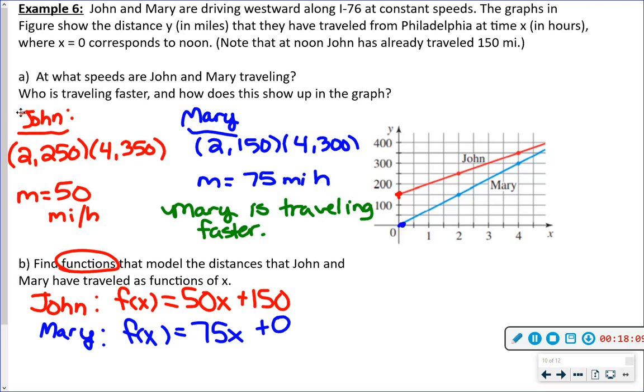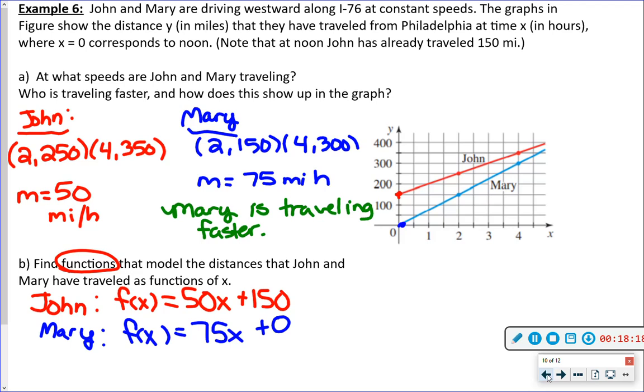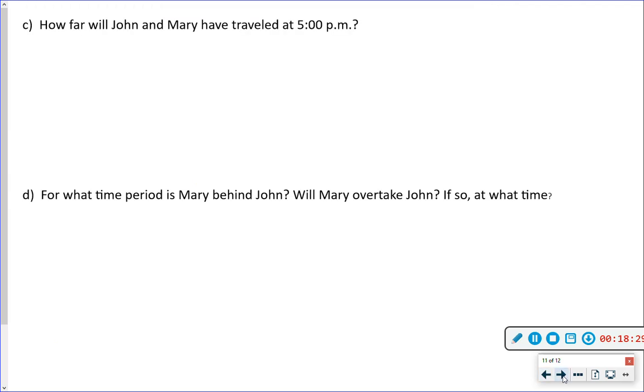I couldn't fit it all in one slide, so I got to click to the next one. How far will John and Mary have traveled at 5 p.m.? So I'm going to go back to my equations. We want to look at 5 p.m. Time is on x, so let's put a 5 in for the x's and calculate them out. In your calculator, let's do John first. I'm just going to do J for John. We're going to do 50 times 5 plus 150. What's 50 times 5? 250 plus 150. 400, yep. So good old John went 400 miles.